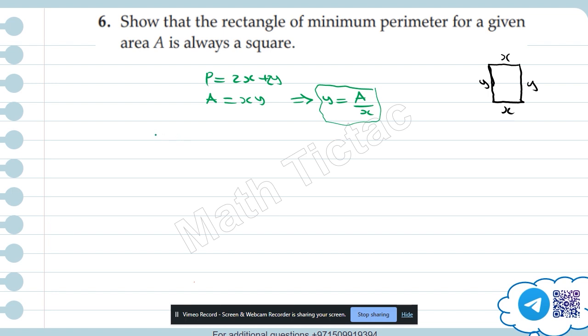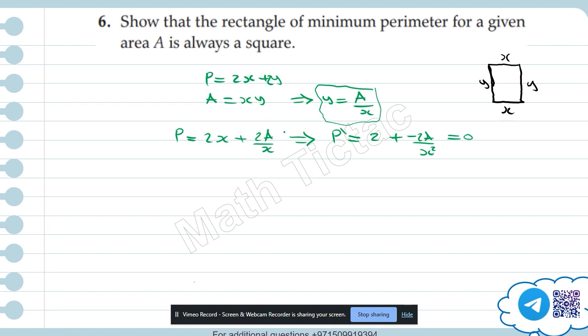So I'll go back. I need to find the minimum of the parameter. So p is equal to 2x plus 2a divided by x. Now directly, let's start by finding the derivative. This is going to be equal to 2, then plus, now the derivative for that is minus the constant, since this is a constant, minus 2a multiplied by the derivative of the denominator, which is 1, over the denominator square. So now all we have to do is make this equal to 0.